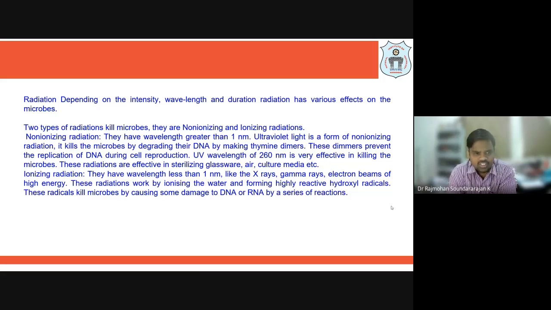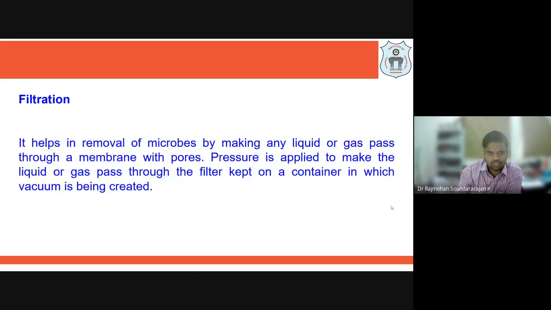And if you look at ionizing radiation, it has a low wavelength, less than 1 nanometer, like X-rays, gamma rays, or high-energy electron beams. These radiations work by ionizing water and forming highly reactive hydroxyl radicals, and these radicals kill the microbes by damaging the structure, DNA or RNA through a series of biochemical reactions. That way also we can sterilize the microsystem.